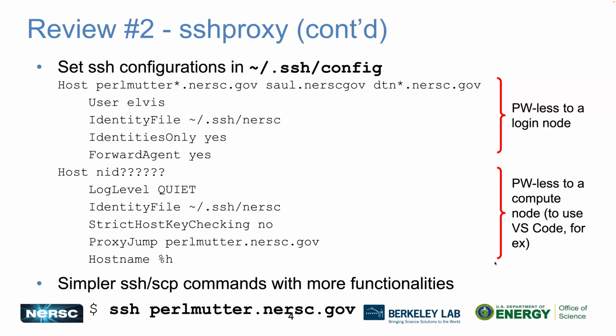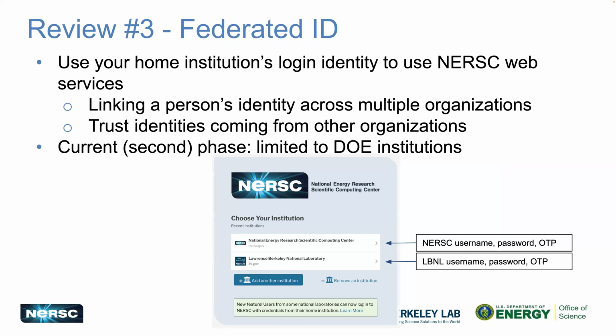Anyway, this second part is to connect to the compute node for passwordless connection, to use, for instance, VS Code on a compute node. So with this setting in this file, the SSH command can be simpler and more powerful. The command you can type is ssh perlmutter_gov.